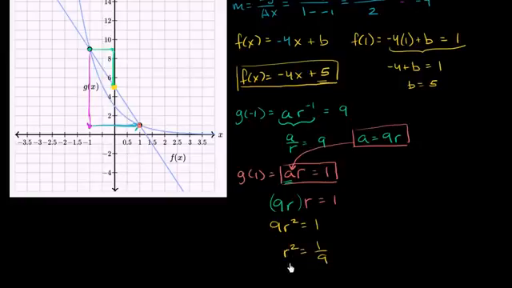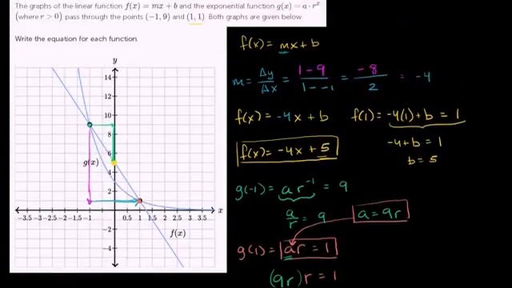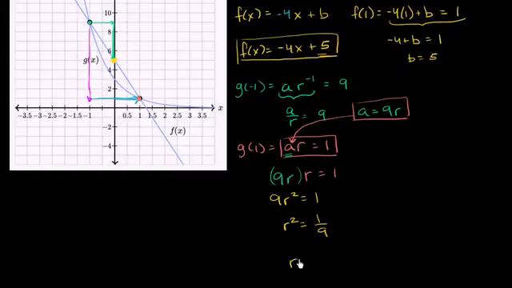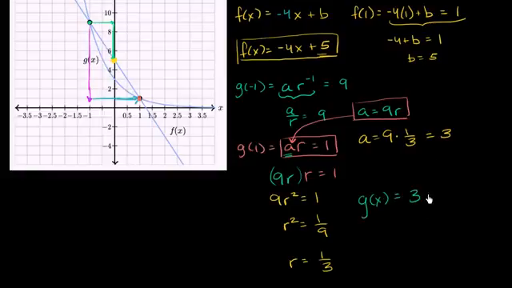And now to figure out r, you might want to take the positive and negative square root of both sides, but they tell us that r is greater than 0. So we can just take the principal root of both sides, and we get r is equal to 1/3. And then we could substitute this back into either one of these other two to figure out what a is. We know that a is equal to 9 times r. So 9 times 1/3, a is equal to 3. So our exponential function could be written as g of x is equal to a, which is 3, times r, which is 1/3, to the x power.